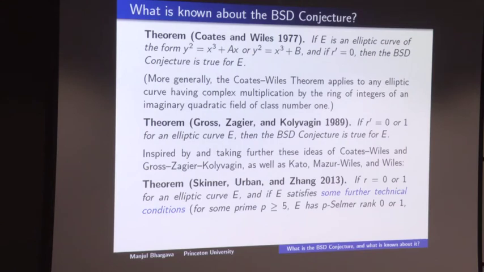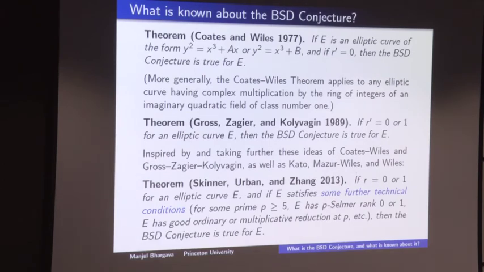So I'll give you a sample of some of these technical conditions. For example, for some prime p greater than or equal to 5, we need E to have p-Selmer rank 0 or 1. We need good ordinary or multiplicative reduction at p. Some of these hypotheses were just removed this week, and so on. So a bunch of technical hypotheses. Then the BSD conjecture is true for E. In other words, then the analytic rank is 0 or 1.